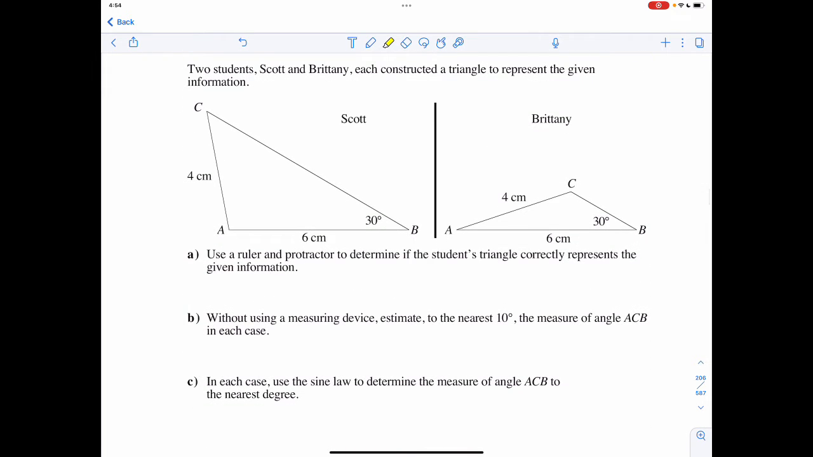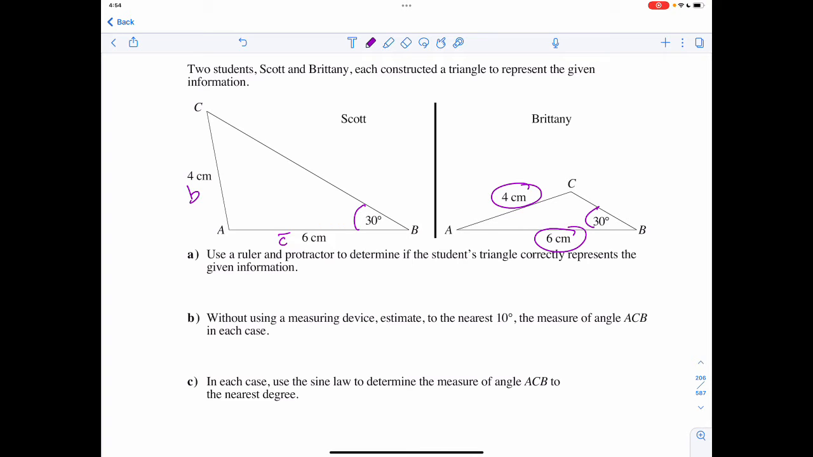So, two students, Scott and Brittany, each constructed a triangle to represent the given information. So, what did they know? They knew that side length B was 4 centimeters. They knew that side length C was 6 centimeters, and they knew that angle B was 30 degrees. Scott drew this triangle. Brittany used the exact same measurements, 4 centimeters, 6 centimeters, and 30 degrees. And their two triangles look very different.